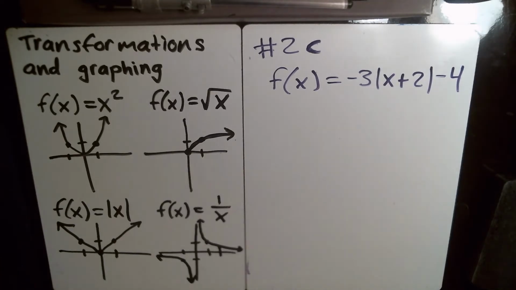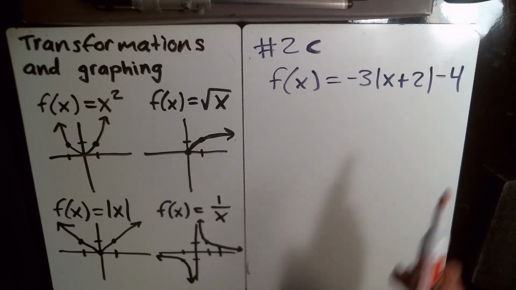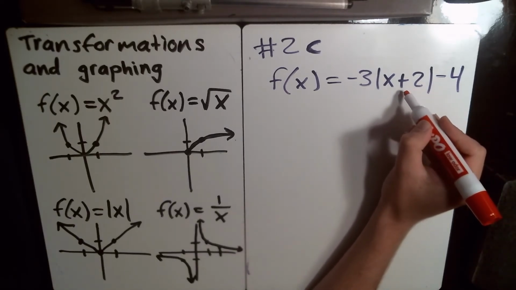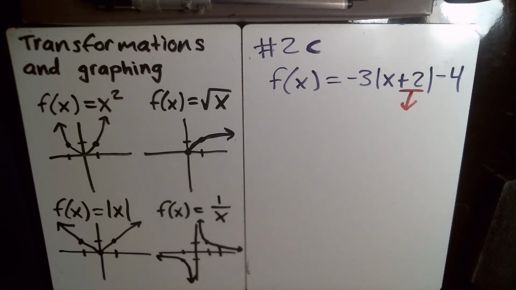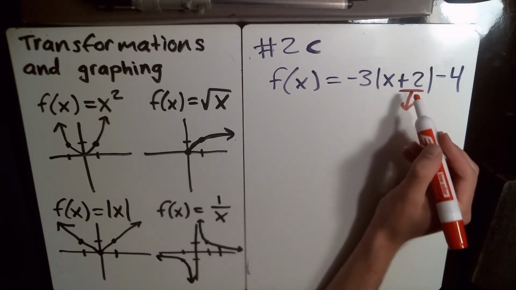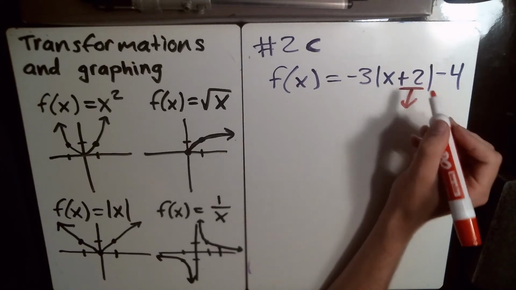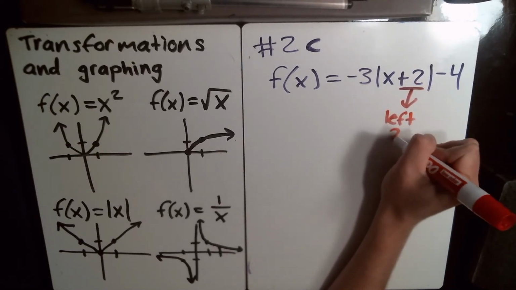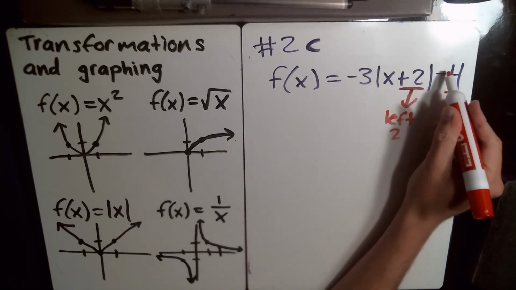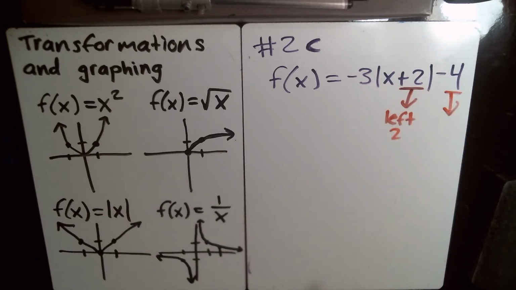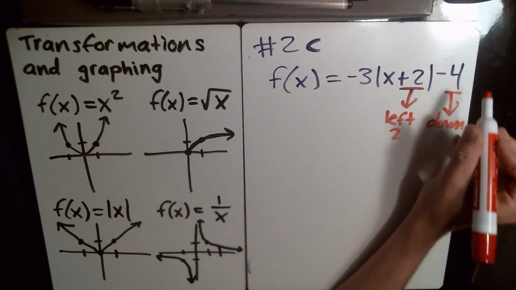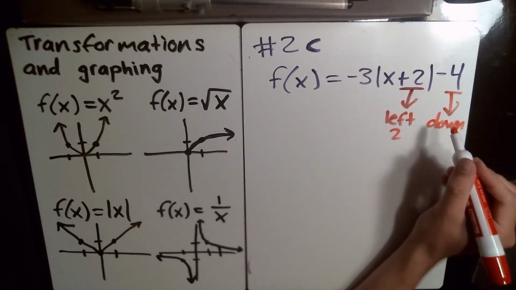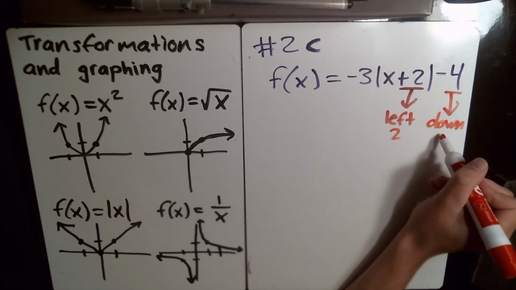So if you remember the different pieces of this, in here, what's next to the x moves you right and left, and it does the opposite of what you might think. So this is a plus 2, so I'm going to go to the left 2. This is a minus 4 on the outside, and that does what we think it would do. It goes down. Since it's outside, not next to the x, that affects y, so we're going to go down 4.